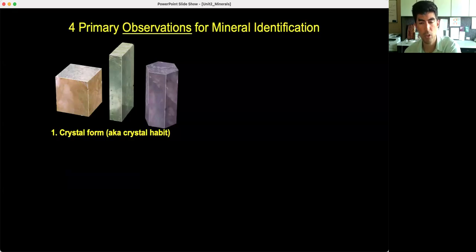So first up is called crystal form. This is the pattern the mineral takes as it grows. It can also be called crystal habit.